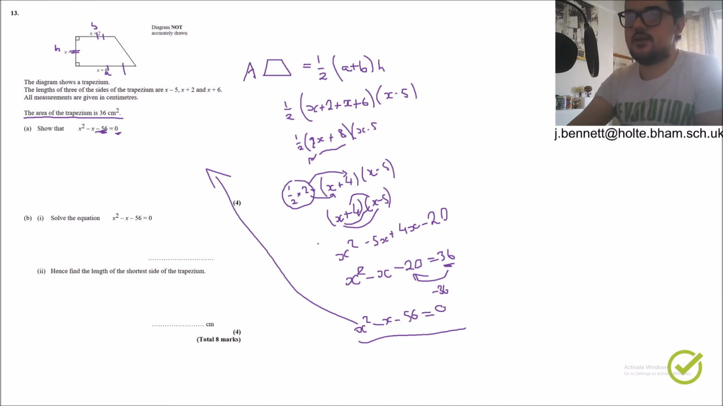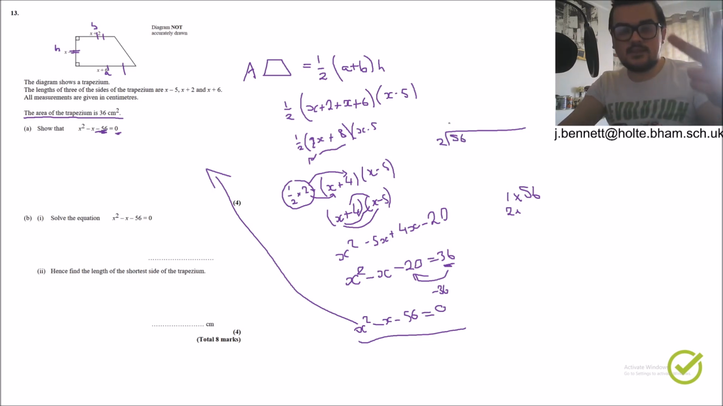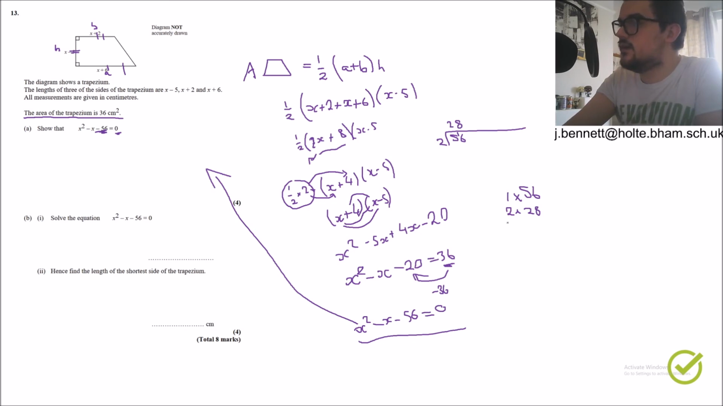Solve the equation. Okay, now we want two numbers that multiply together to get 56 and have a difference of 1. So let's go through the numbers. 1 times 56, that's 56. The difference is 55, so no. 2 times 28. The difference is 26, so we're not on the right track here.